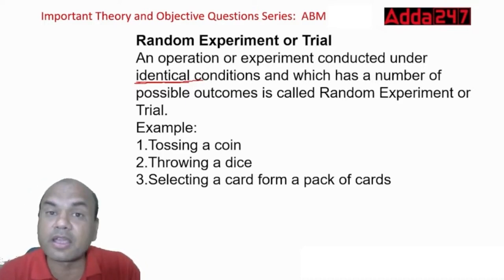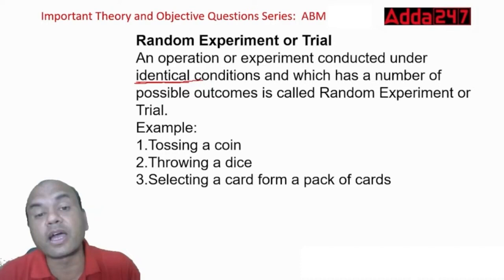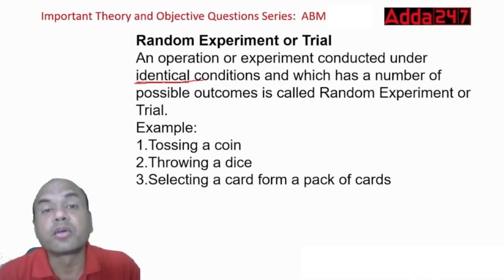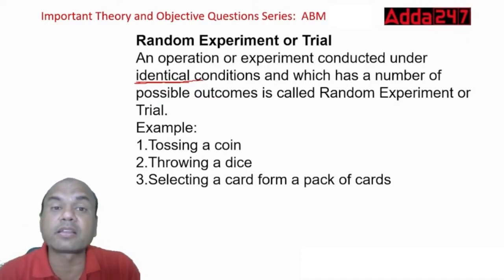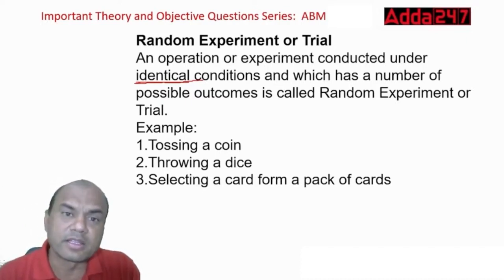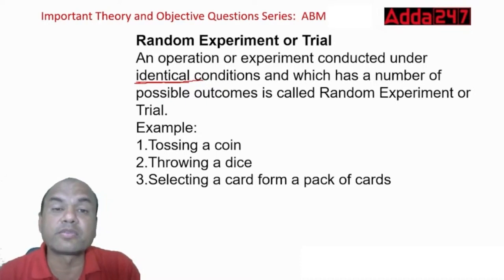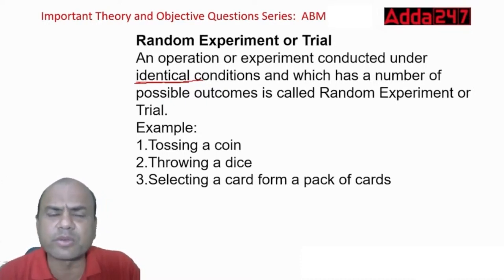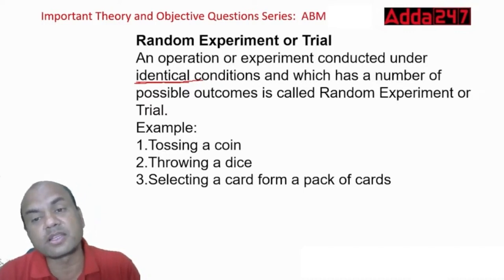Chandrayaan. How did it succeed? Identical conditions were first created in the lab. Which has a number of possible outcomes. Possible outcomes can be anything. Chandrayaan could have crashed, but it succeeded. Why? Because the identical conditions were so matching. They were created in so much detail that the chance of crashing was 0%. So a experiment with a number of possible outcomes is called a random experiment.